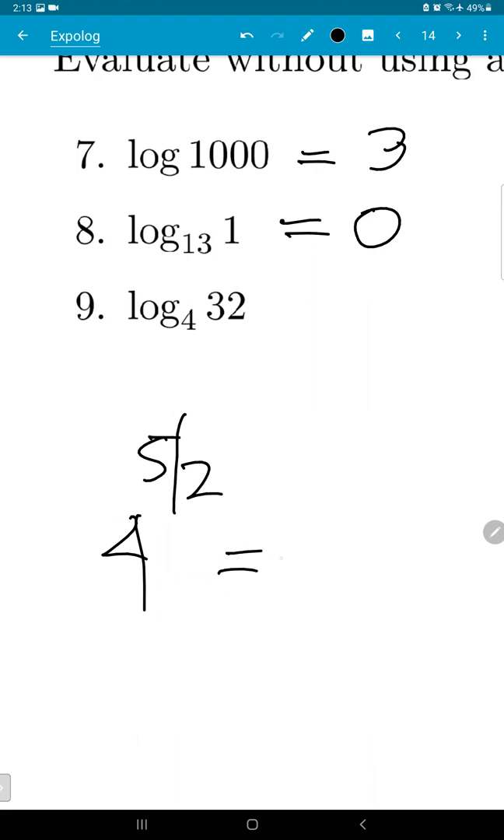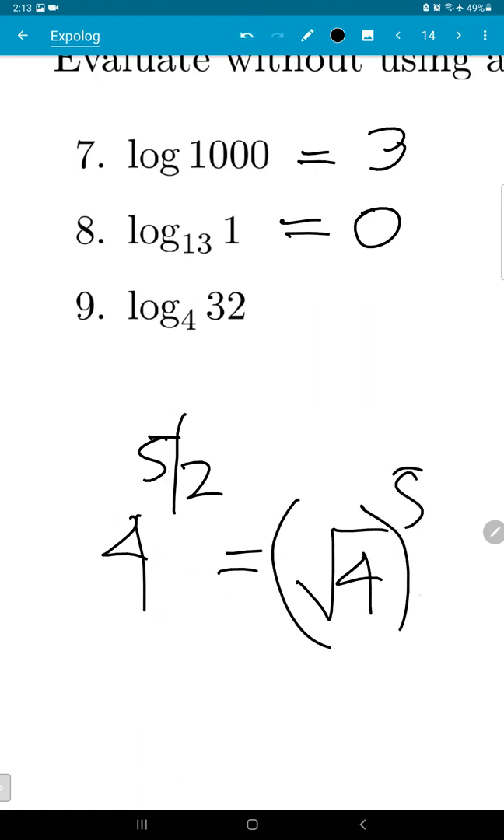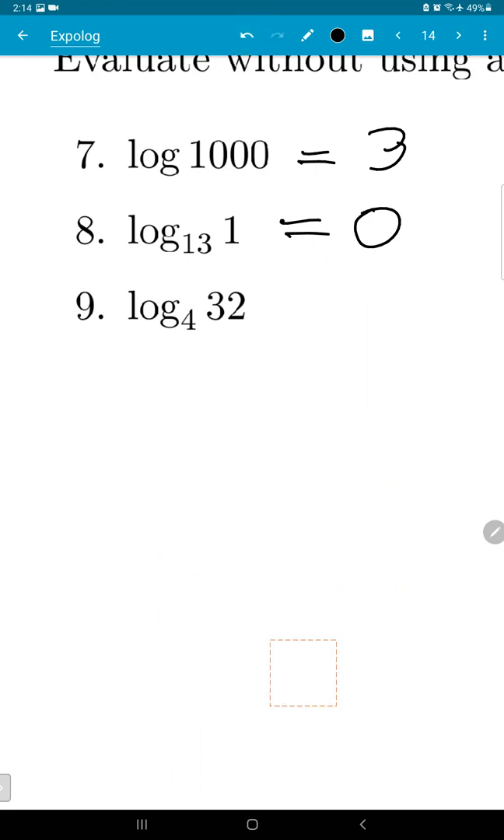If you raise 4 to 2.5 or to 5 halves, that's equivalent to, you have an index, right? Square root of 4 and then a power of 5. That's 2 to the 5. That's 32. But of course, it's not always that easy, where it's just midway between two whole numbers or integers. Without using a calculator, suppose you are to show this, then you have to do it this way. Denote that by x, and you solve for x.